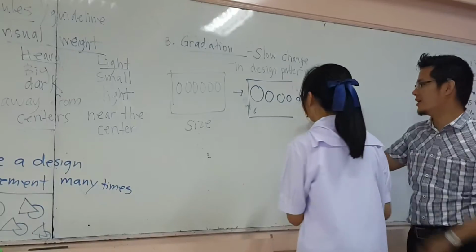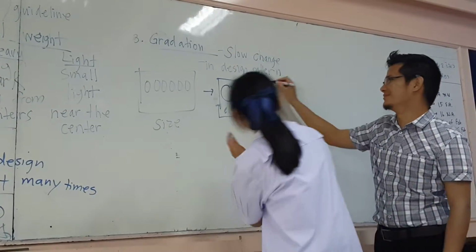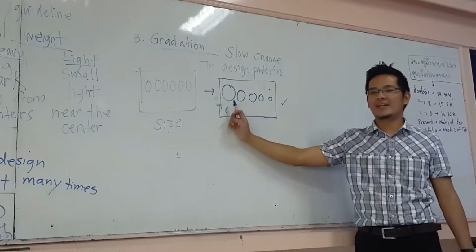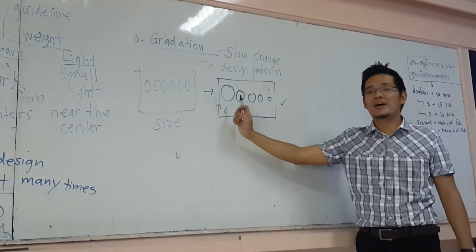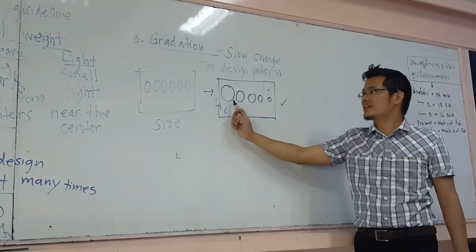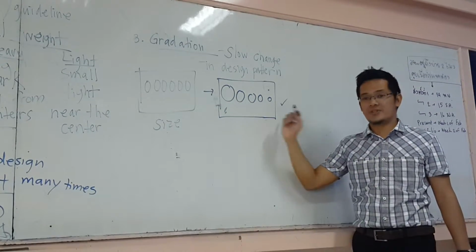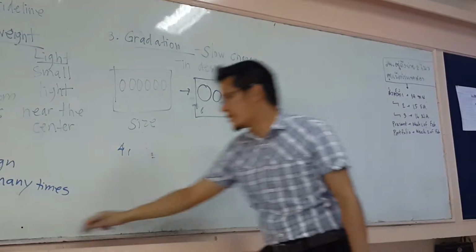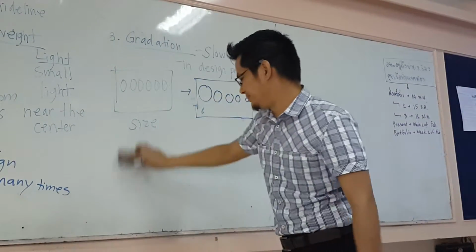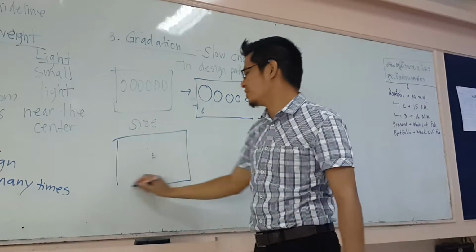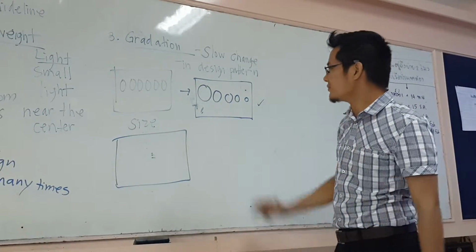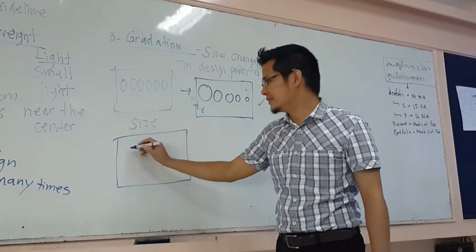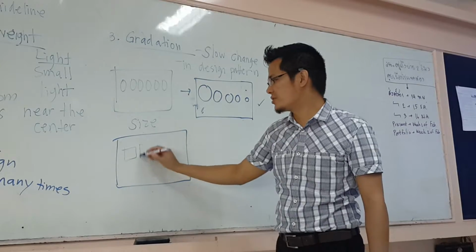Alright, thank you. 1 point. Alright, this is correct. So she created different sizes, but it changes slowly from big to small one. Let's go to another example of gradation. Let's give a picture. So let's use the same pattern. This time I want to use squares.